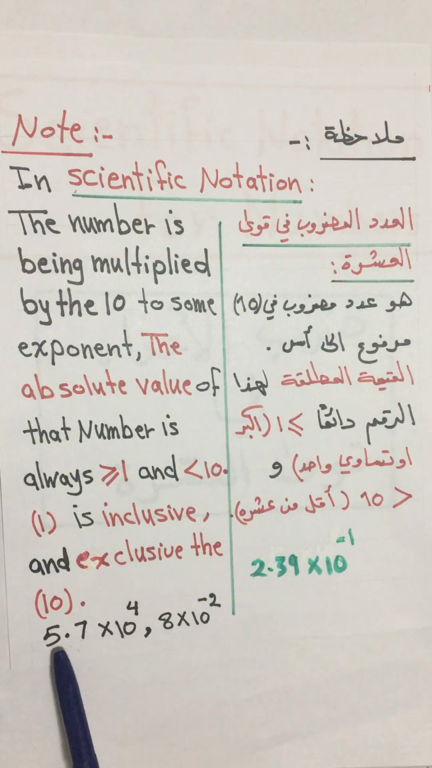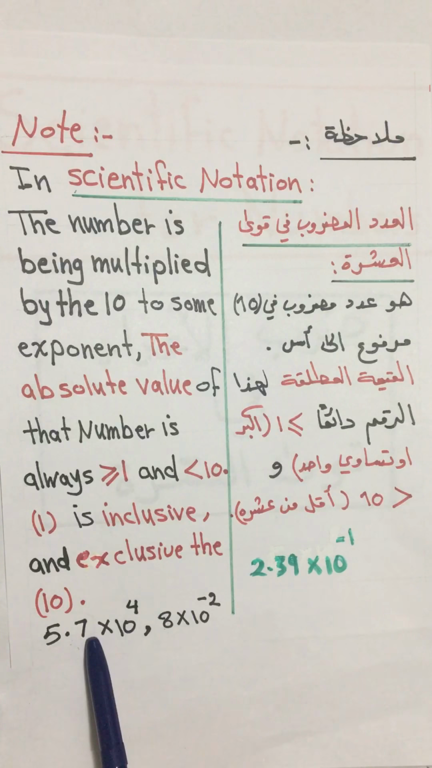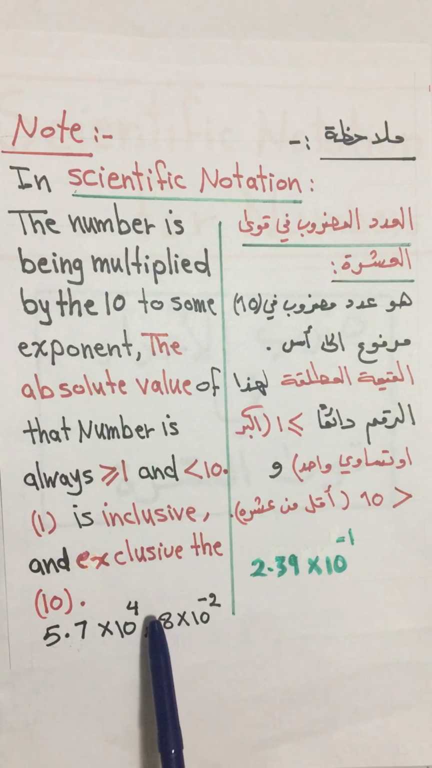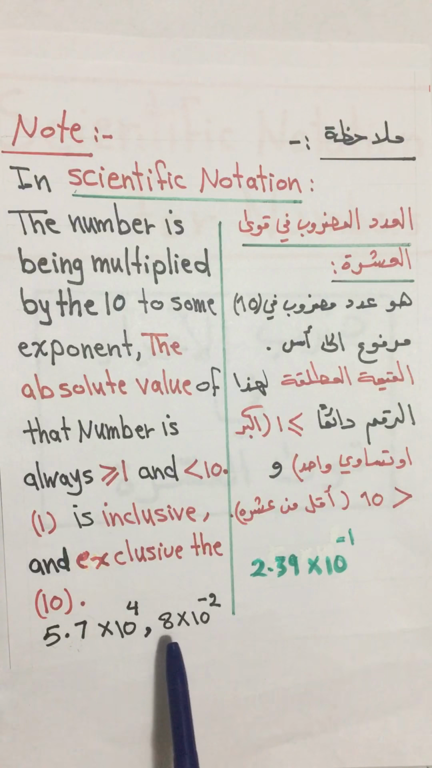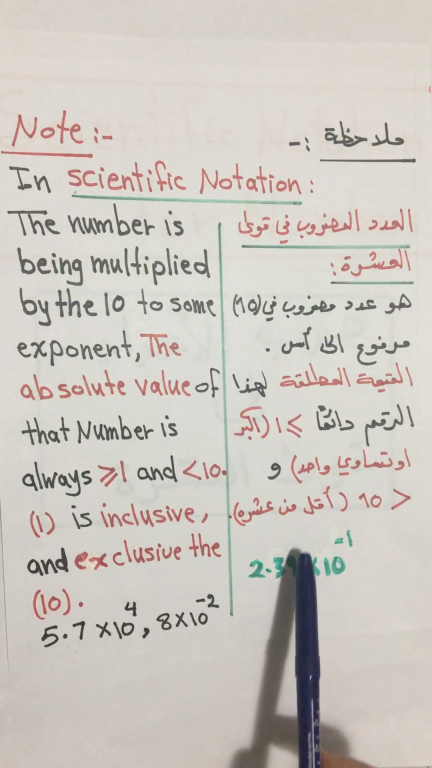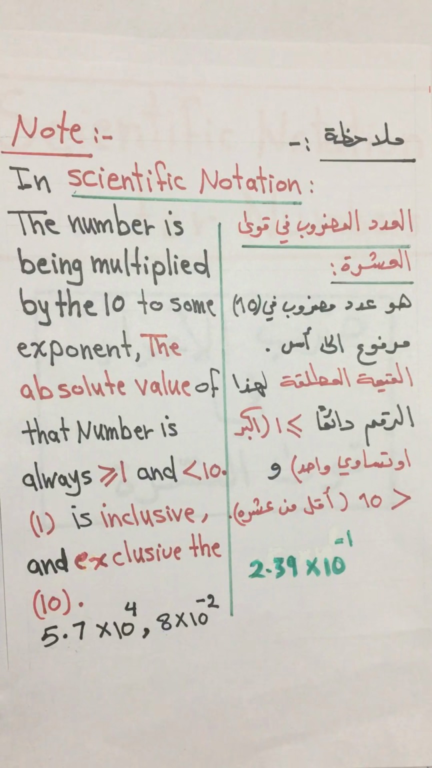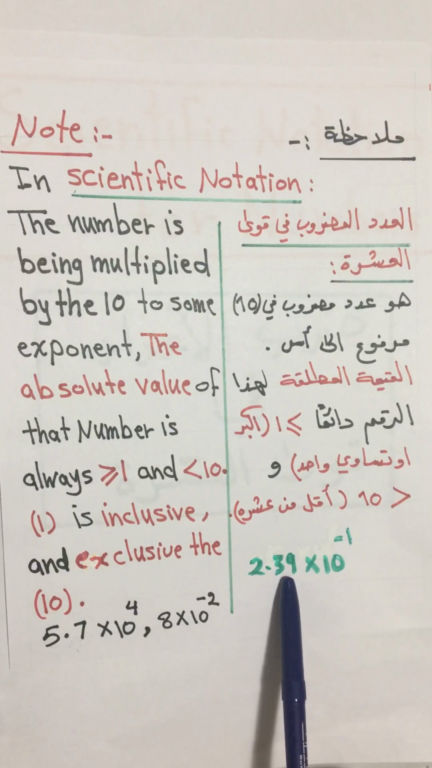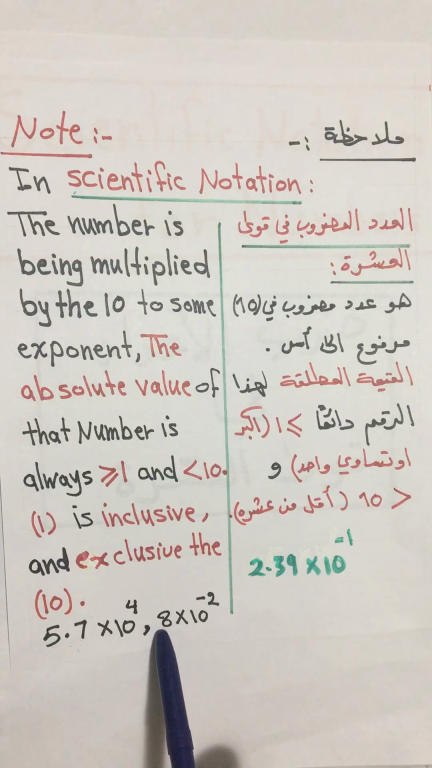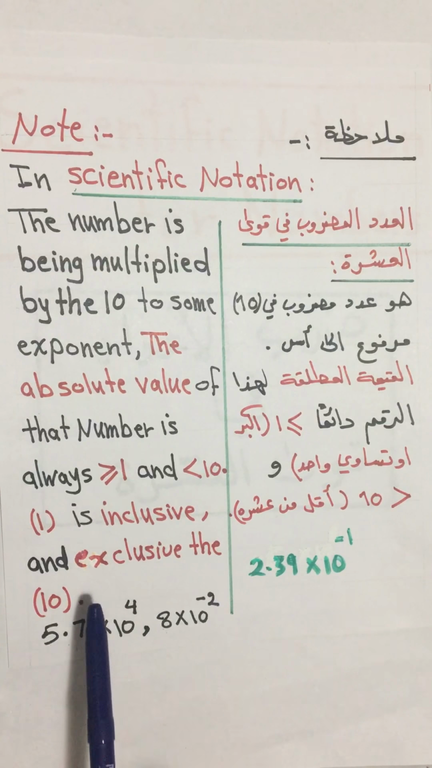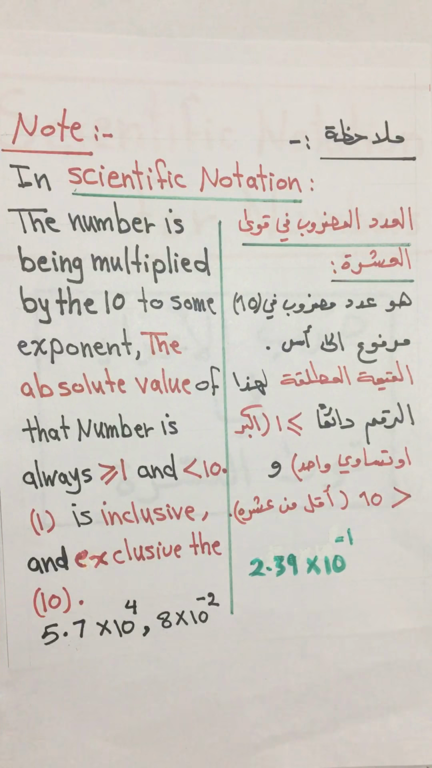This number, 5.7, its absolute value is between 1 and 10. The absolute value of 8 is between 1 and 10. The absolute value of 2.39 is between 1 and 10.